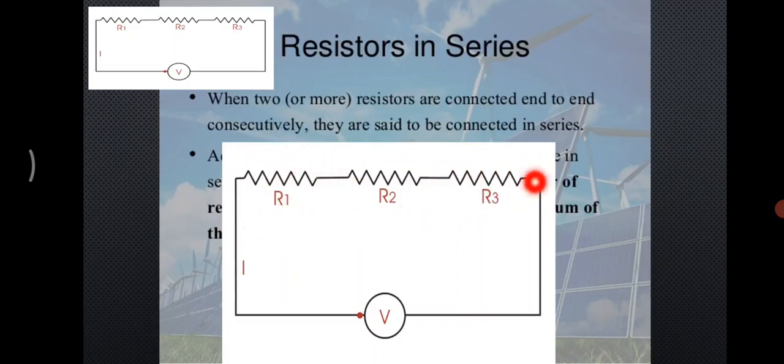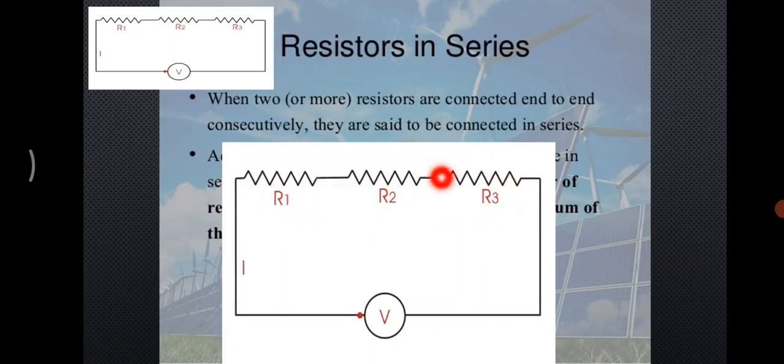In resistors in series, we have only one switch for all the appliances. If you switch off one button, all will get off. This is the specialty. If you switch off one button, then all the appliances will stop working.